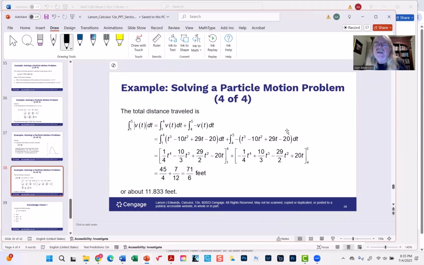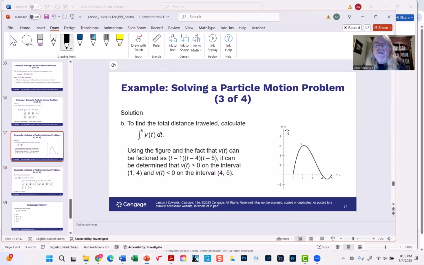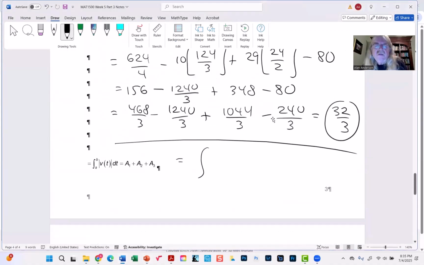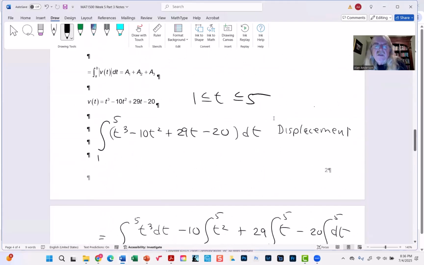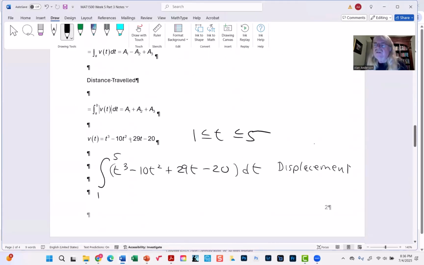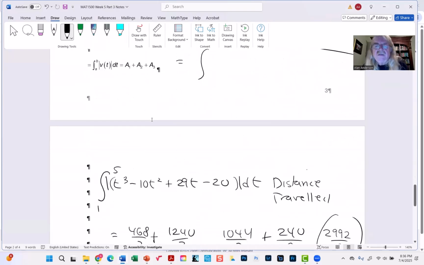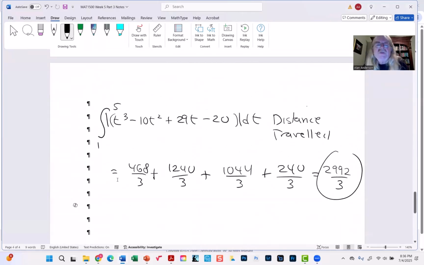Ah, I see. You know what? They faked us out. You know what they wanted us to do? They wanted us to not just take the absolute value of everything. They wanted it to be done specifically between 1 and 4 and then 4 and 5. The reason for that is because the velocity function over here, if we graph this, wow, this is going to be a little tricky. What they wanted us to do, so this is clearly not correct. I had a feeling this was too simple.